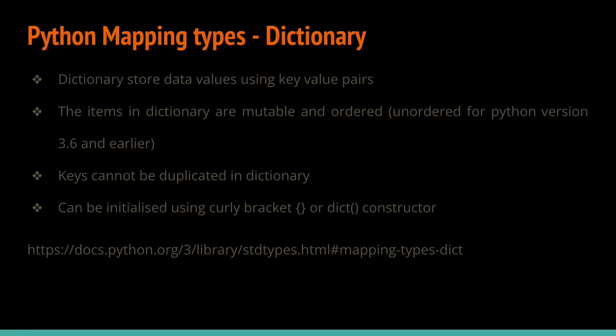So let's talk about dictionary. A dictionary in Python is basically used to store data values using key value pair. You can think of a dictionary in Python as a proper dictionary where you can just look up the meaning of a word. In this case, let's say you want to look for the word door, you want to check the meaning of door in your dictionary.